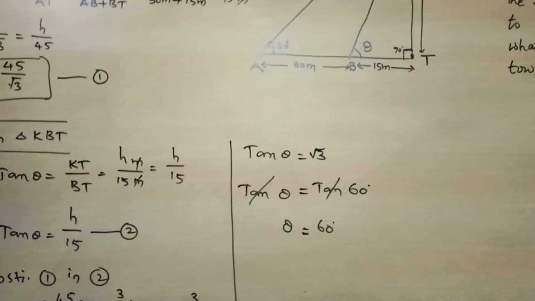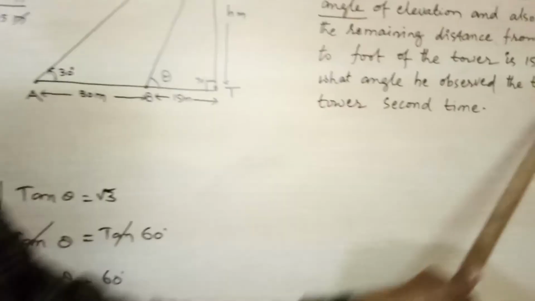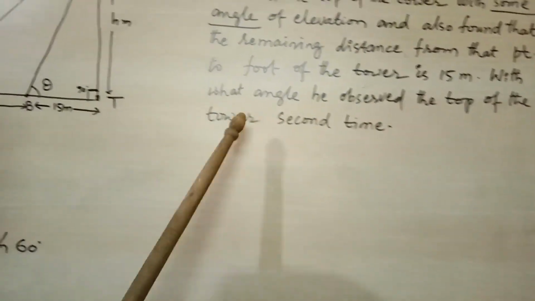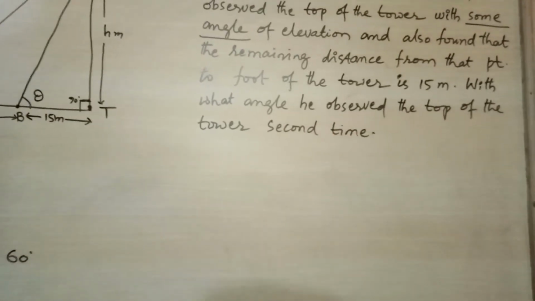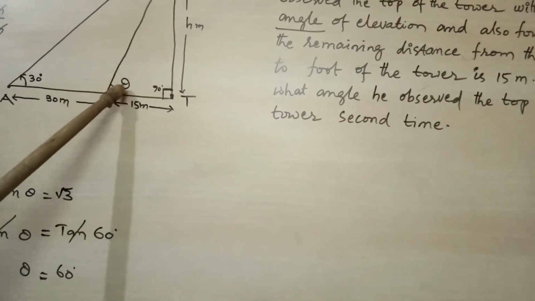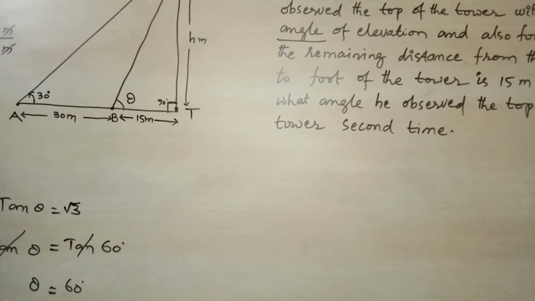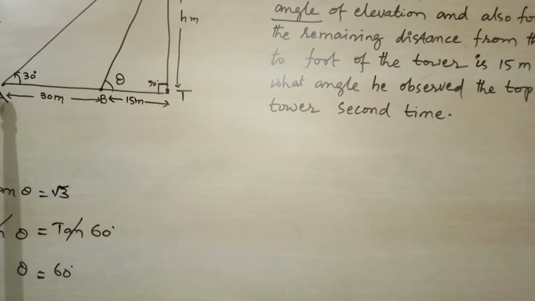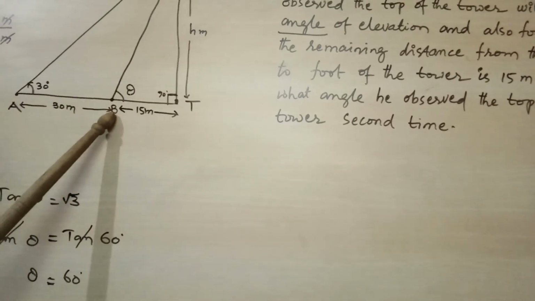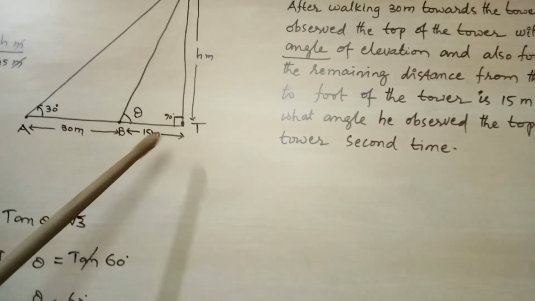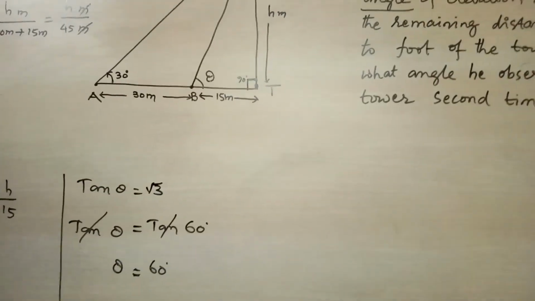Here we were asked with what angle he observed the top of the tower the second time, that is, we were asked about theta. The second time, the person observing from B sees the top of the tower at a 60-degree angle.